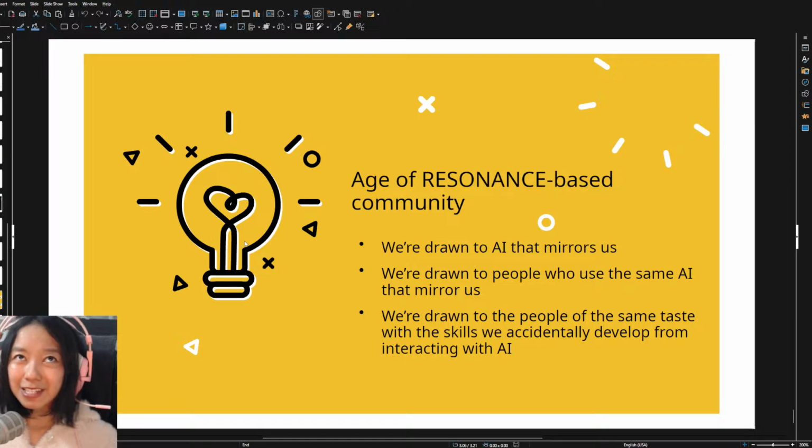I'm kind of wondering why these people don't just talk to each other and, I don't know, mingle. Maybe they will find their AI boyfriend in a different user that uses AI, you know. Someone needs to include this in Tinder. I think we're drawn to people of the same taste, with the skill we accidentally developed interacting with AI.